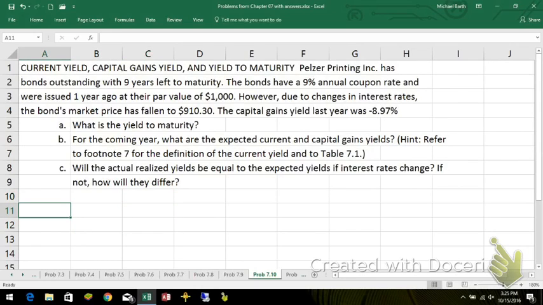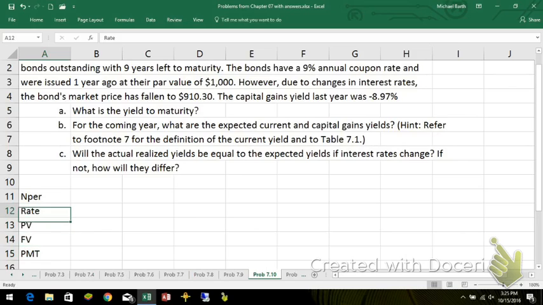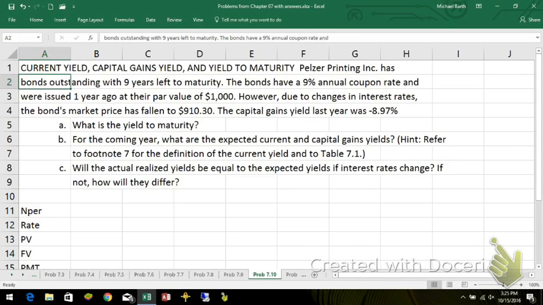Setting up this particular problem, we see that the market interest rate on this bond has changed since it was issued. It was issued a year ago. They have outstanding bonds with 9 years left, and they have a 9% coupon rate and a $1,000 par value. They were issued 1 year ago, so it's 1 year later. They were issued at par, and now the price has dropped to $910.30.